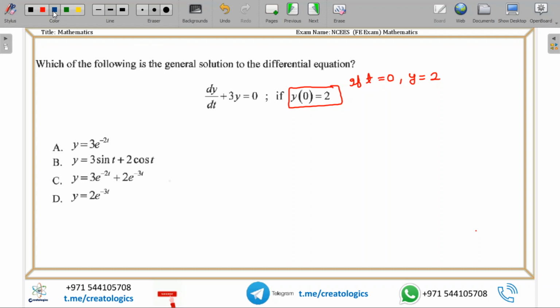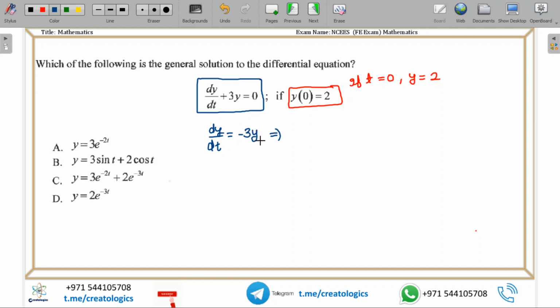Now let us solve this differential equation, which you can see is a linear differential equation, or a homogeneous differential equation this time, or you can also separate the variables. Different ways are there to solve this. You can use any method, and every time you will get the same result. Now let us use the variable separable method. We have dy over dt is equal to negative 3y.